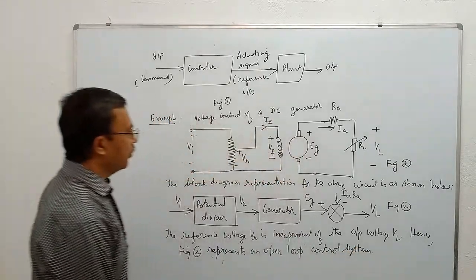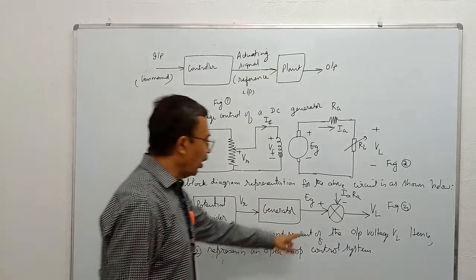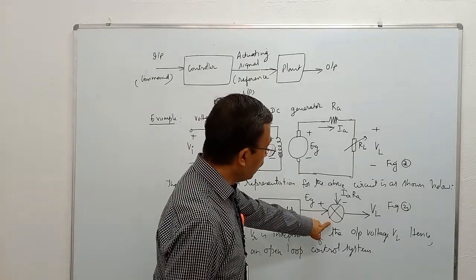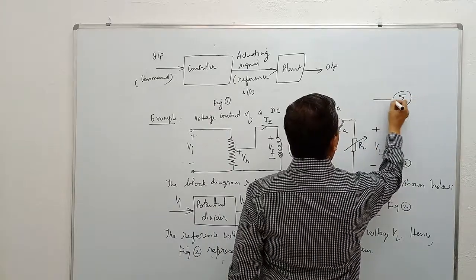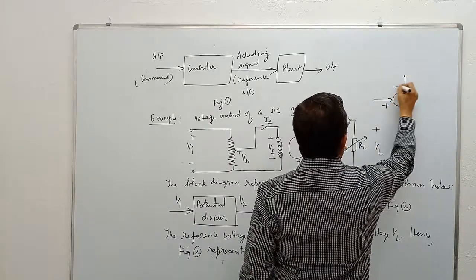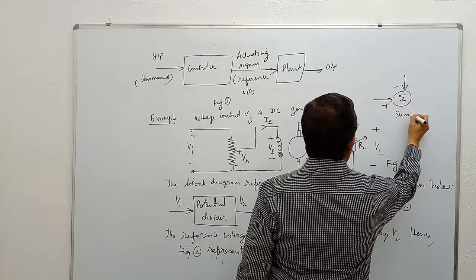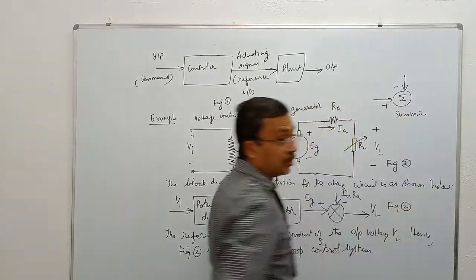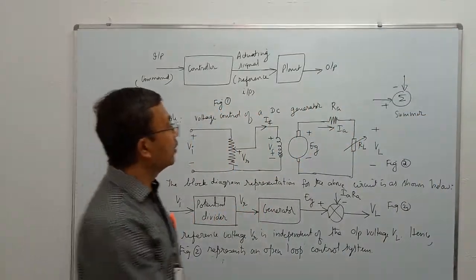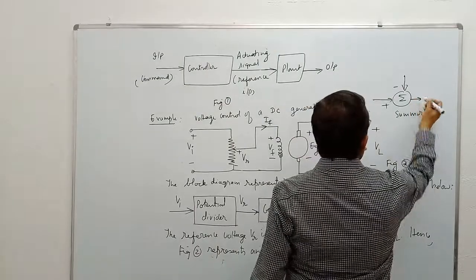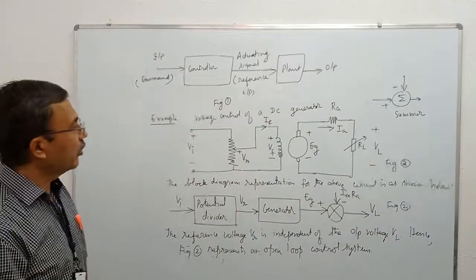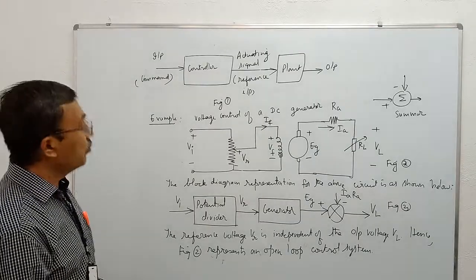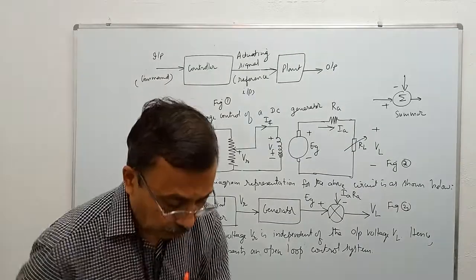Open loop control system. This is the symbol of a summer. Some people, instead of using this symbol, use this symbol, plus, minus. This is the alternate symbol of a summer. Both the symbols are in vogue. This is another symbol of summer. So, an open loop control system I have explained. Then I will go to a closed loop control system.